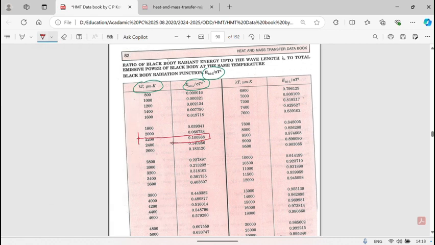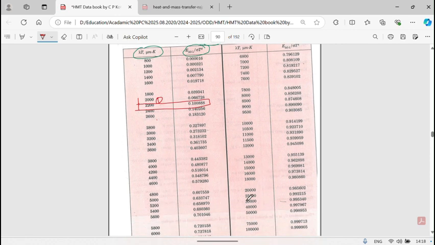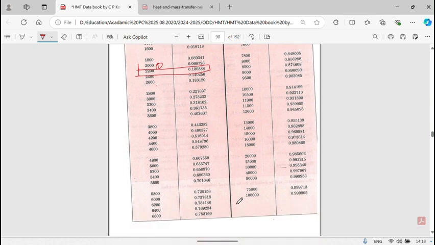At 2200, the EB0 of lambda by sigma T to the power of 4 is 0.100888. Then again for 6600. So this is at condition 1. At condition 2, 6600, we are getting 0.783199. We can note this at condition 1 and 2.